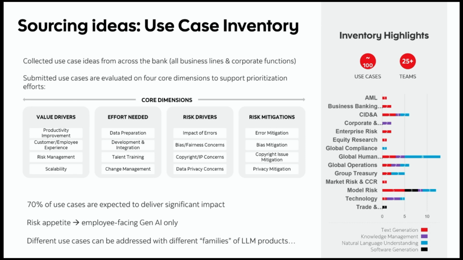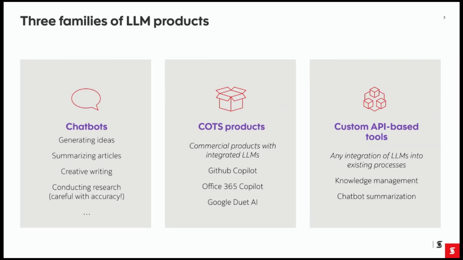Now, we also noticed that different use cases can be addressed with different families of LLM products. So what are the families? This is how we see them. The first family is chatbots in general. Of course, ChatGPT is the archetype. Scotiabank allows employees to use Microsoft Web Copilot. It used to be called Bing Chat. We ask employees not to put any bank data, any private data in there. But we have obviously an MSA with Microsoft. They don't use our data for training and so on.